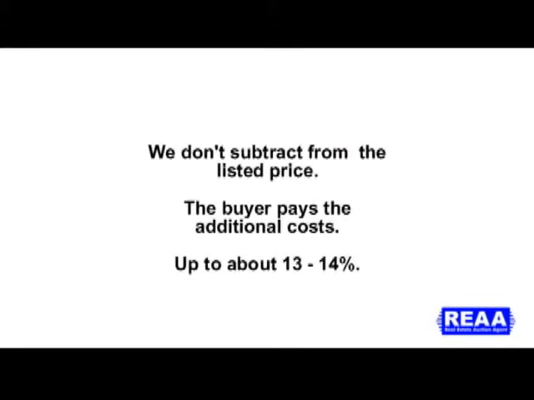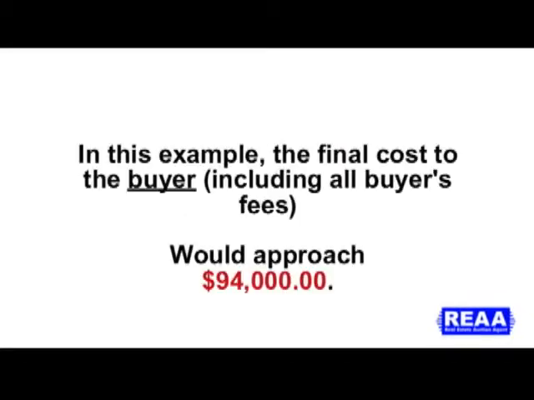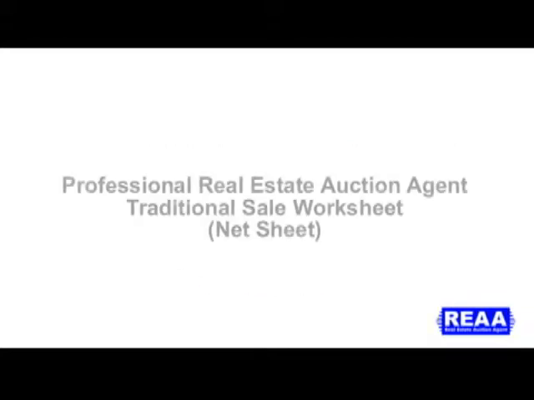All other costs are paid for by the buyer. So it's a situation of not subtracting from what you listed it for and going home with a lesser amount. It's what you accept as the bid and the buyer paying those additional costs, which can be up to another 13 or 14%. So if we look at this situation, we're looking at the final contract or cost to the buyer being about $93,000 or $94,000.